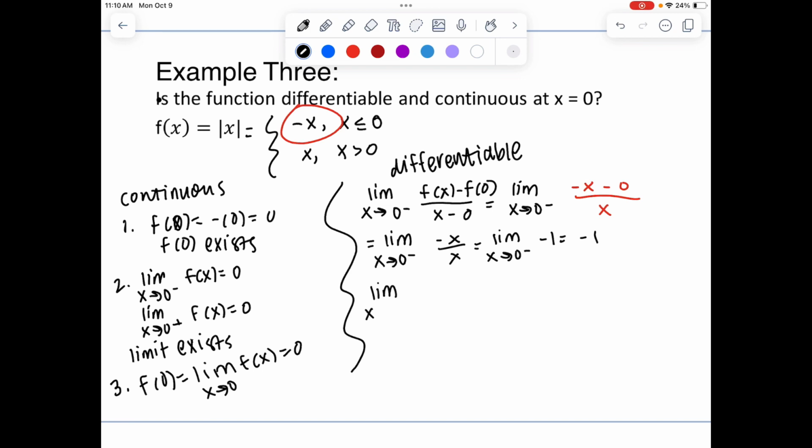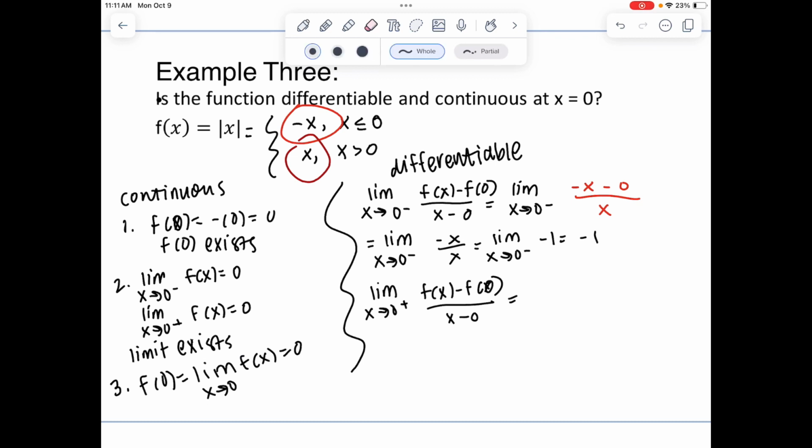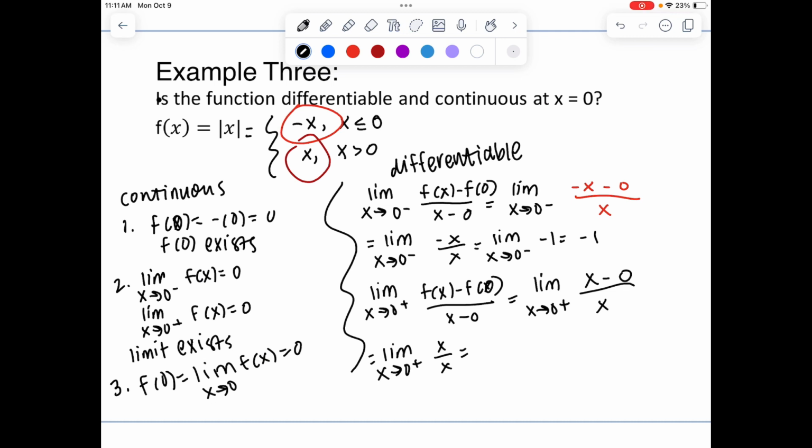So the left-hand derivative is negative 1. Now I need to try the right-hand derivative. This time we use this piece right here because this is where the x values are greater than 0, and we'll get x minus 0 all over x, and that simplifies to x over x, which simplifies to 1. And so the left-hand derivative and the right-hand derivative don't equal each other, so it's not differentiable. And that is it with the 2.4 notes. Thanks for watching.